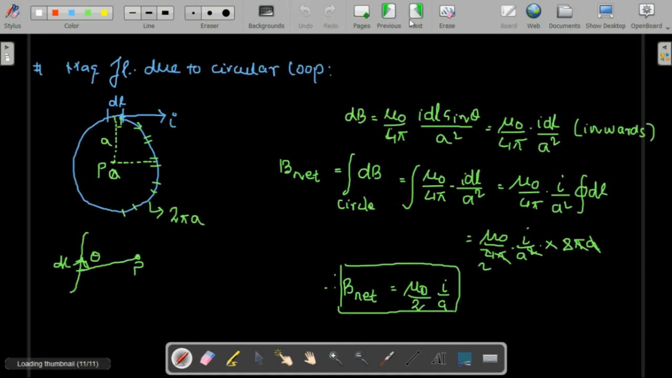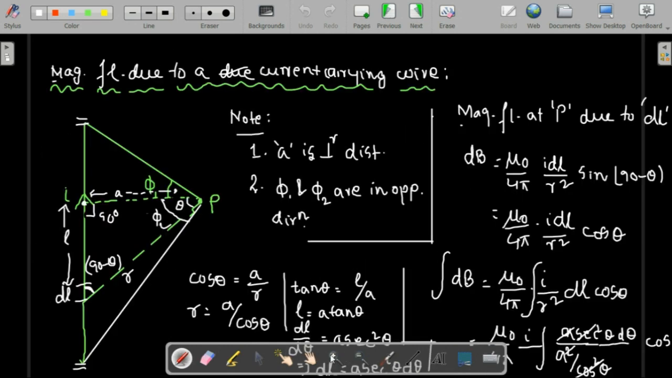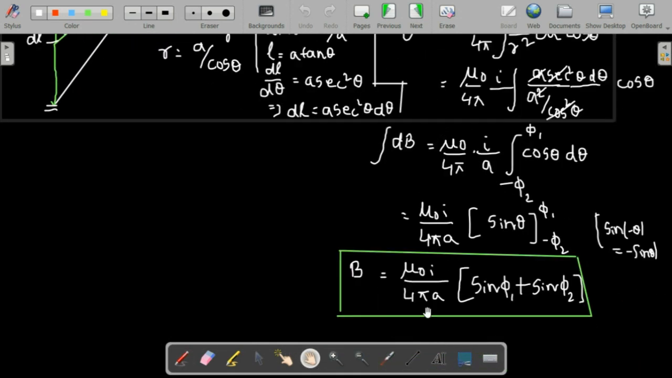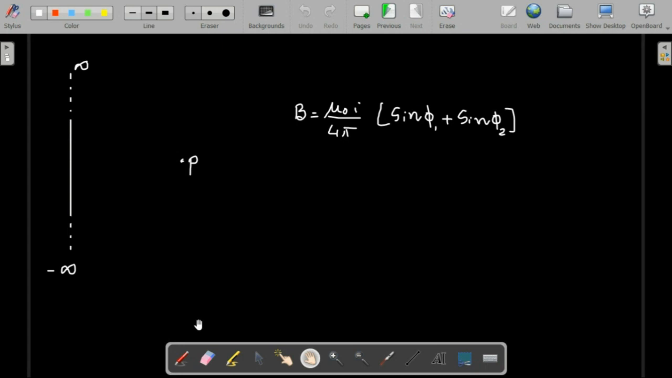So what we did there was we fixed these angles. These angles are more or less fixed. But I think we have written this wrong. Just wait. Yes, we missed out an a, right? So there is an a here, obviously: mu naught I by 4 pi a, sine of phi 1 plus sine of phi 2. So if you're considering any particular point here, say this is the center joining, and any particular point here, for the finite part, this is my phi 1 and this is my phi 2.